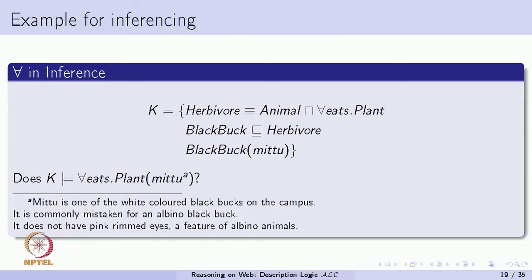So, let us look at a small example. As you can see from IIT Madras, where apparently there is a white colored black buck called MIT2 essentially, which some people confuse with being an albino, but it is not really an albino.